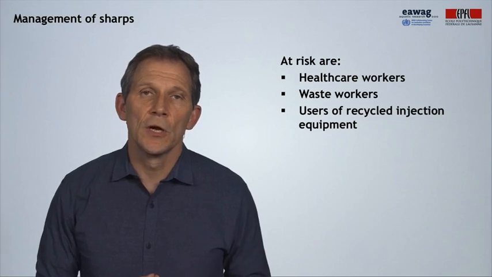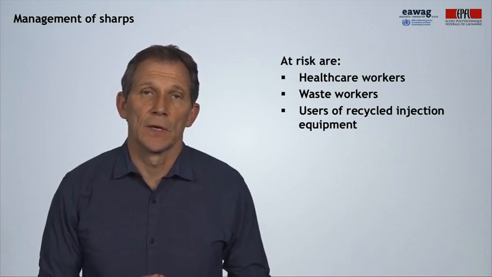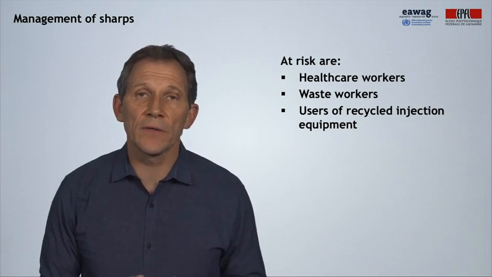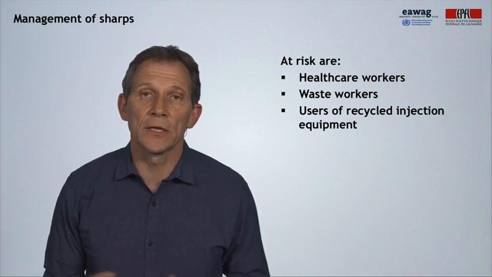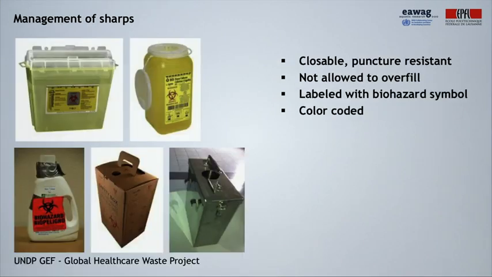Sharps are one fraction which needs special attention. They are at high risk mostly for healthcare workers, waste workers, or sometimes even users using recycled injection equipment. Here are some examples of how to segregate and store sharps in containers. These must be closable, puncture resistant, and leak proof on the sides and bottom. They shouldn't be overfilled. And, as we mentioned before, color coded and with the biohazard symbol.